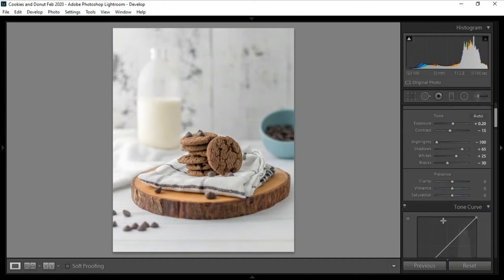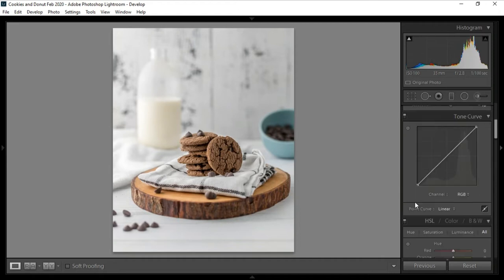Next, increase clarity to plus 30 to give some extra texture. Vibrance to plus 15, and saturation to minus 10. Choose medium contrast and tone curve.